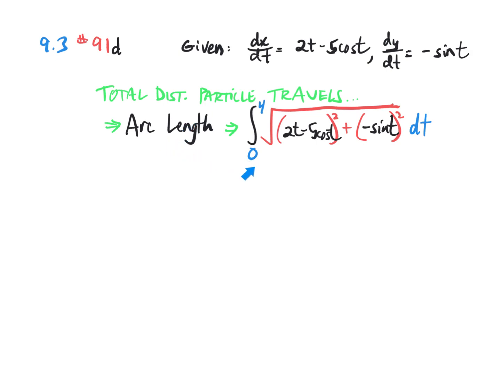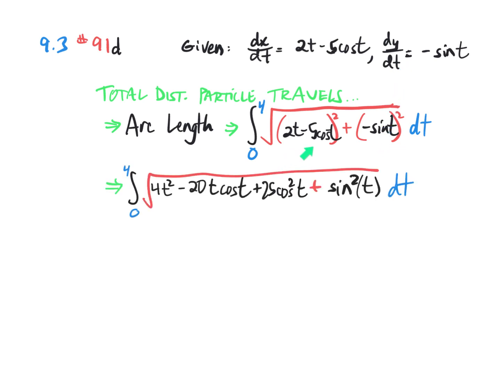Definite integral as t goes from 0 to 4 of the square root of (dx/dt) squared plus (dy/dt) squared dt. So squaring that, make sure you distribute properly. We get 4t squared minus 10t cosine t minus another 10t cosine t plus 25t squared, and then plus that squared. All right, this is definitely a calculator problem. We won't be finding this antiderivative without a calculator.